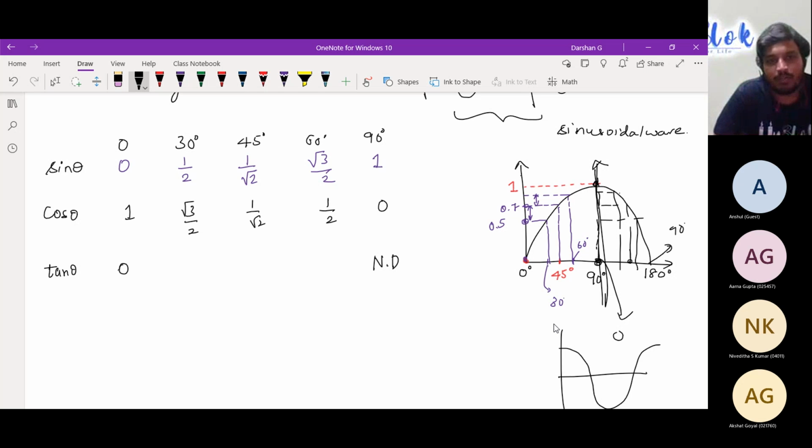Next, 1 by 2 divided by root 3 by 2. 1 by 2 divided by root 3 by 2 is 1 by root 3. Next, 1 by 2 divided by 1 by 2 is 1. Root 3 by 2 divided by 1 by 2 is root 3. Very simple. We are done with everything.